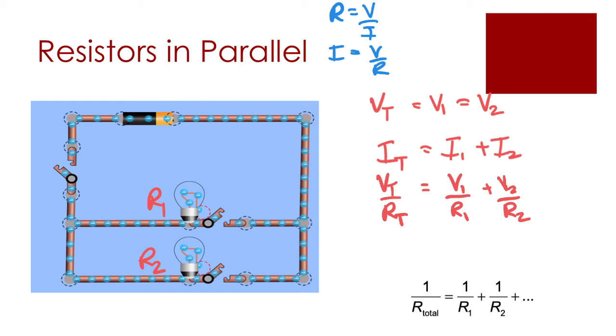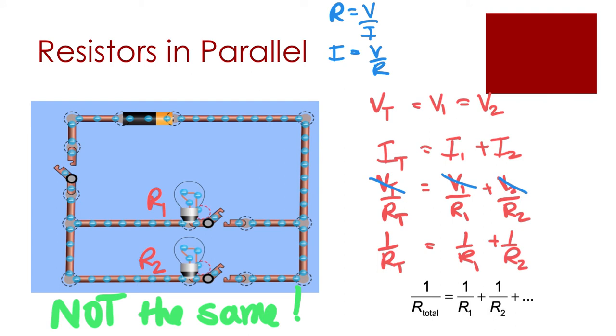Again, because the voltage is going to be the same in both these branches, I can now do some canceling because the voltage is all the same. What does that leave me with? 1 over RT equals 1 over R1 plus 1 over R2.